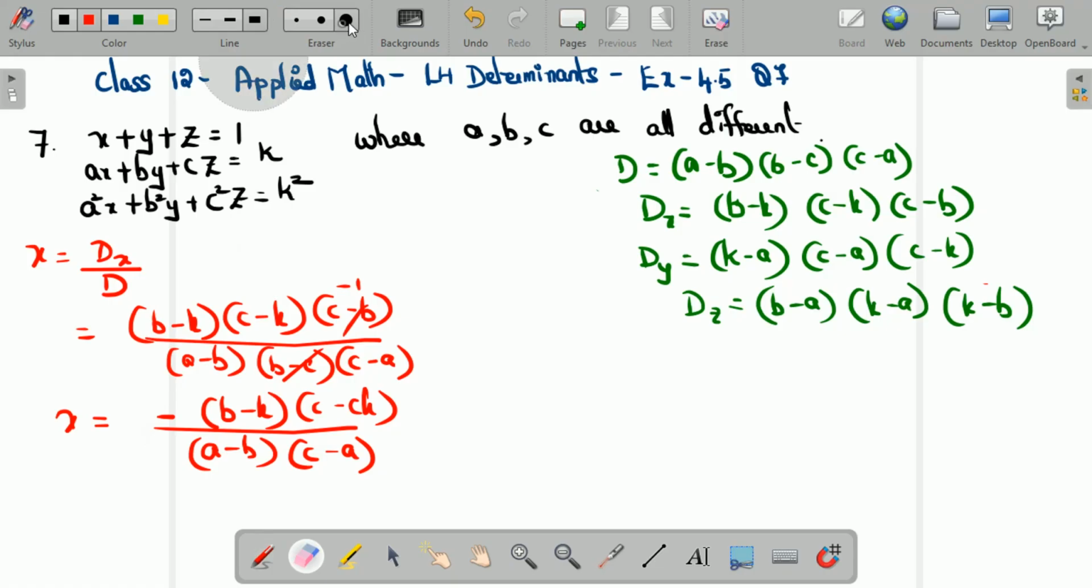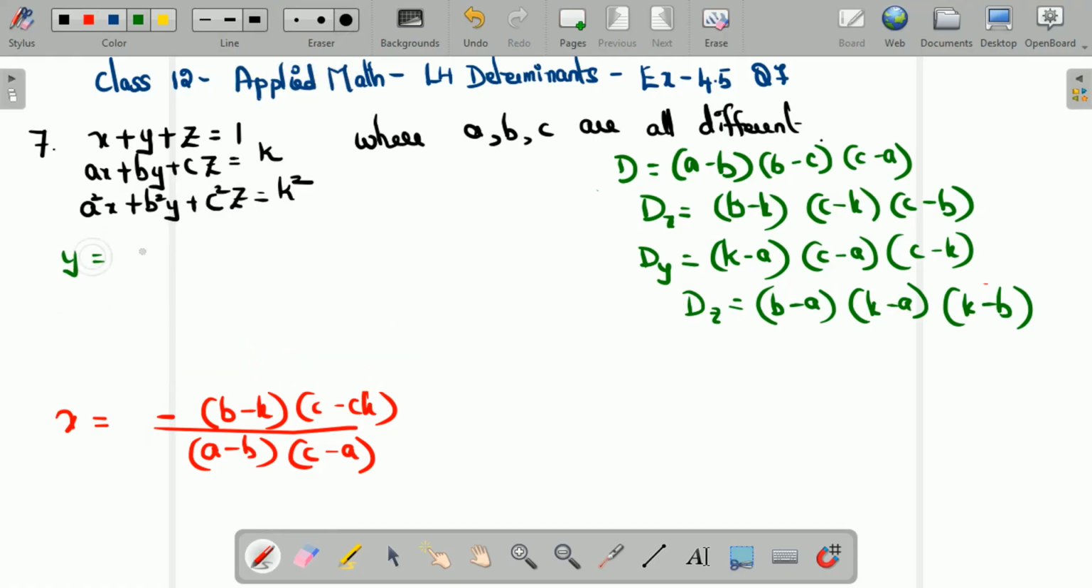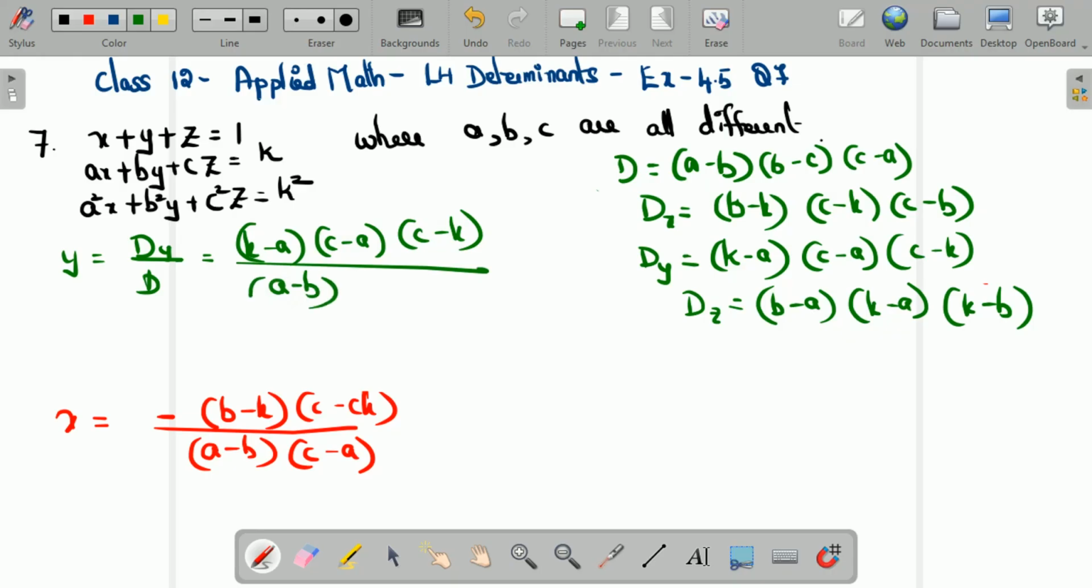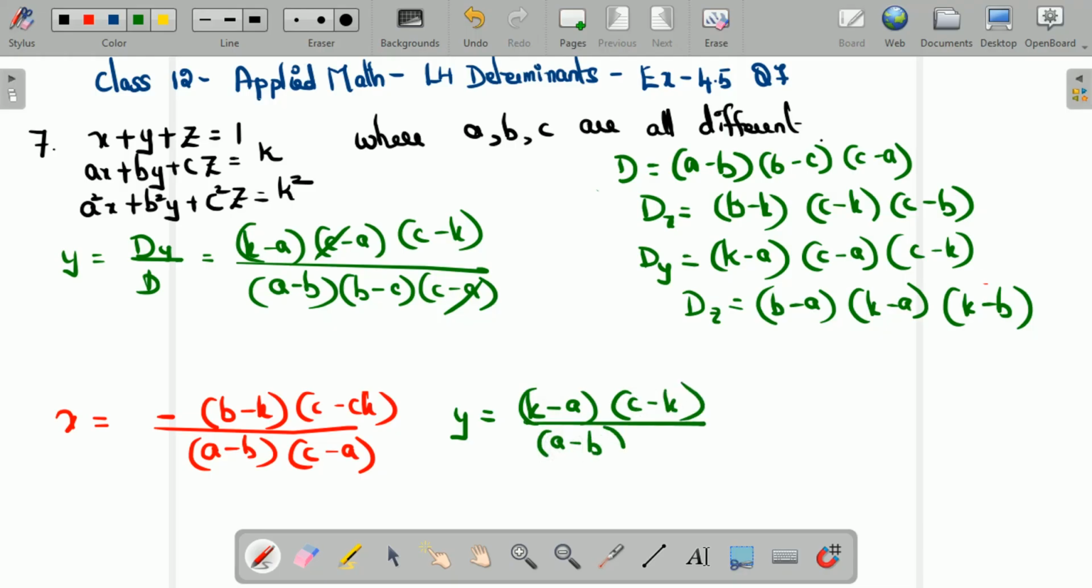So this is the value of x. Now similarly, let's compute the value of y. It is equal to dy by d. In this case it is k minus a into c minus a into c minus k, the whole thing divided by a minus b into b minus c into c minus a. The c minus a and c minus a get cancelled. So y is equal to k minus a into c minus k, the whole thing divided by a minus b into b minus c.